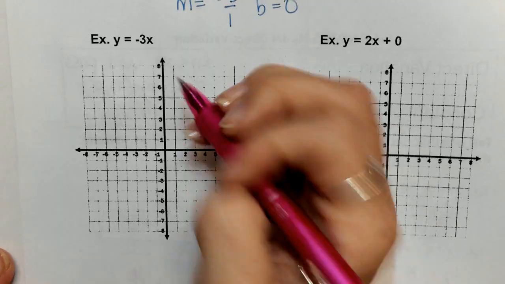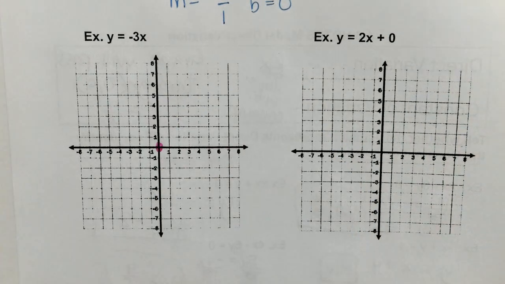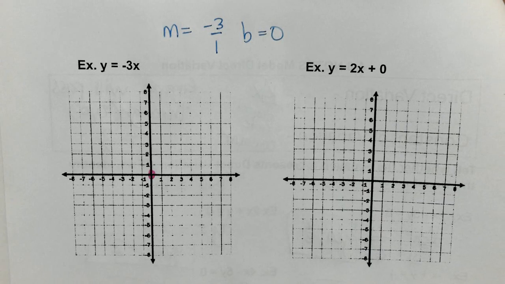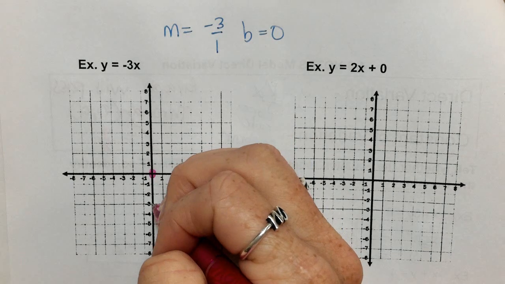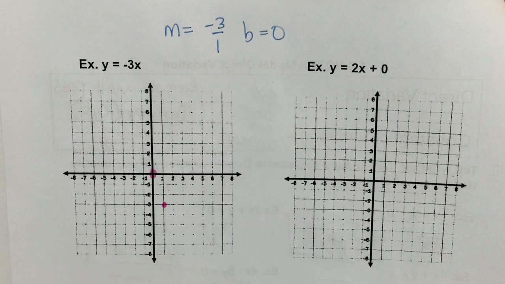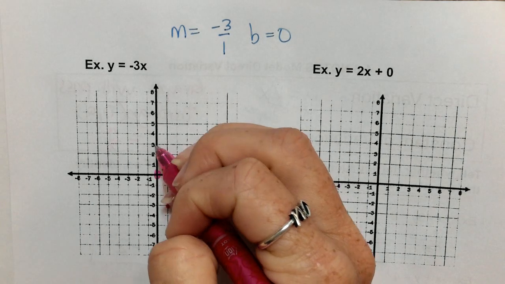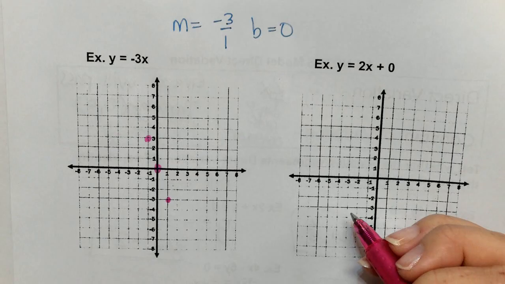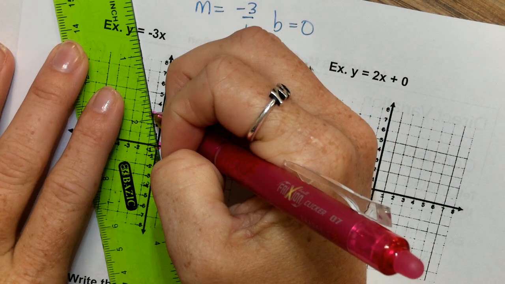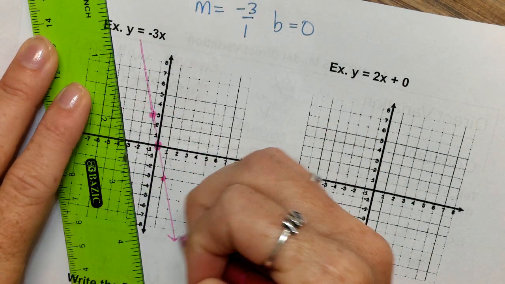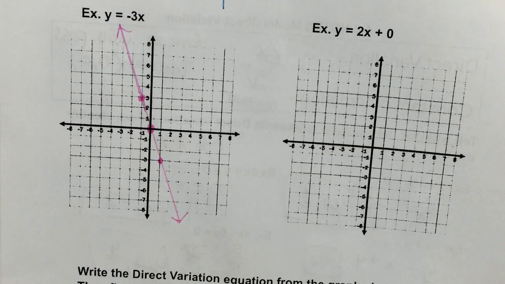All right, so graph it. I put a dot at 0, 0. Since the rise is negative 3, which way do I go? Down 3, right 1. Could I also go up 3, left 1? All right, and there's my line. So y'all already knew how to do this whole lesson. You just didn't know it was called constant of proportionality or direct variation.